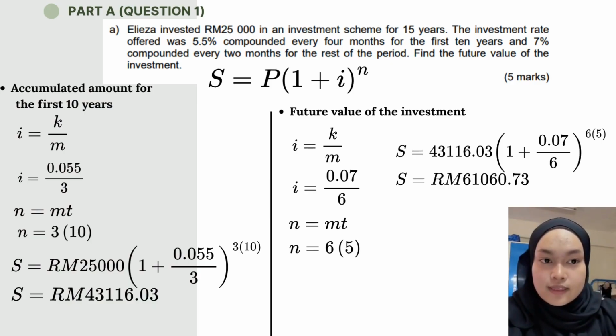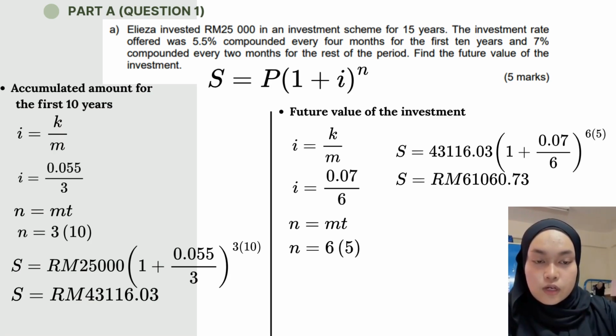For this question, we will use the compound interest formula. For the first 10 years, we find the interest rate per period by i equal to 0.055 divided by 3, because the interest is compounded every 4 months, and the number of periods is n equal to 3 times 10. So the amount after 10 years is 43,116 ringgit and 3 cents.